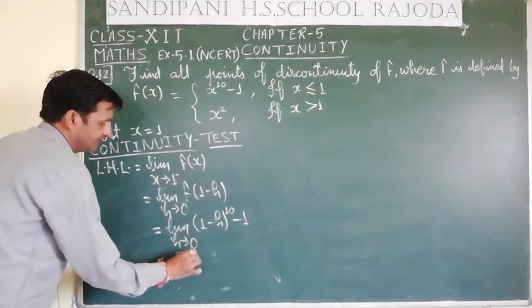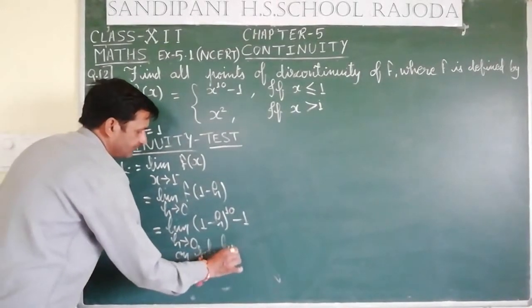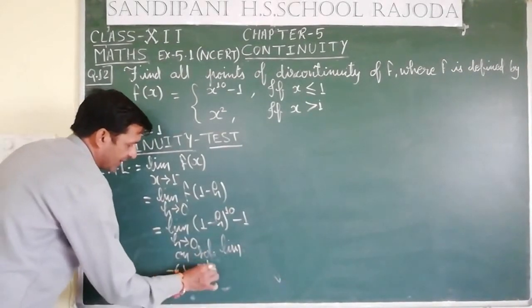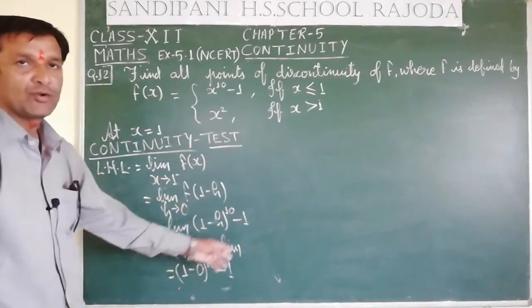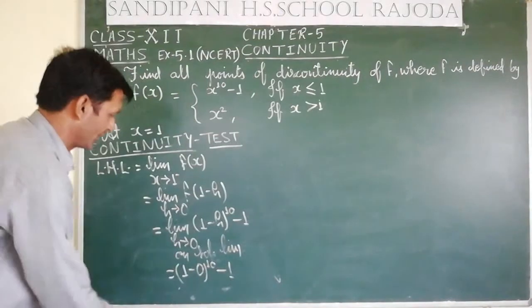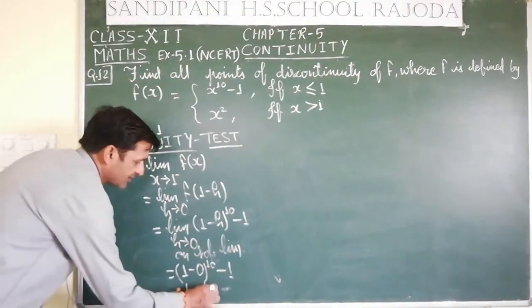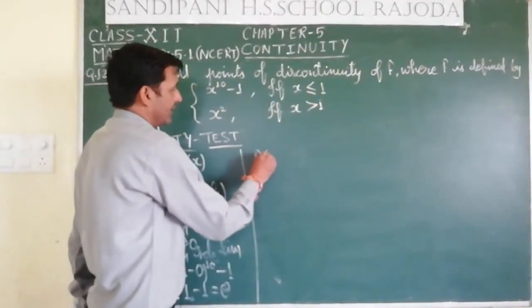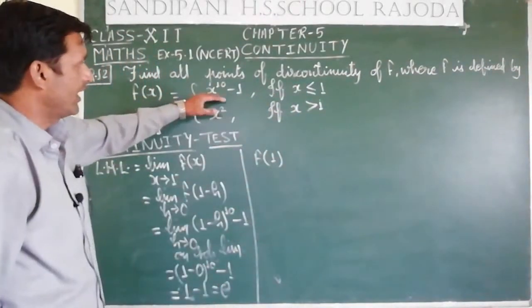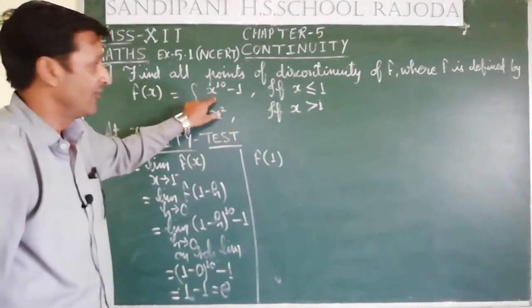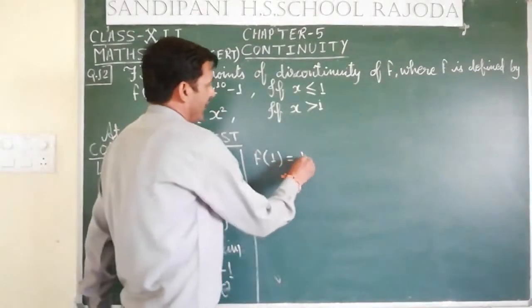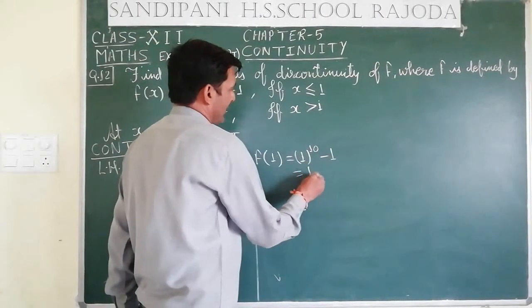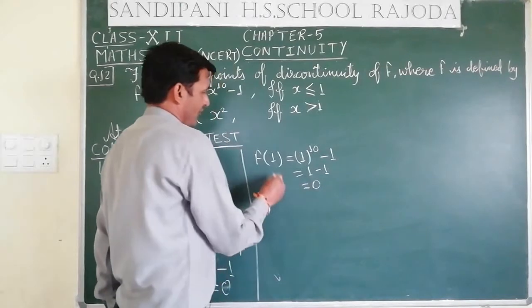On solving the limit, it will be 1 minus 0 whole raised to the power 10 minus 1. 1 into 1 into 1 10 times, it is 1 only. So it will be 1 minus 1, that is equal to 0. Now f of 1 means for x equal to 1, again this part is applicable. So in place of x, we may write directly 1. So it will be 1 raised to the power 10 minus 1, that is equal to 1 minus 1, and it will be 0. So f of 1 is 0.